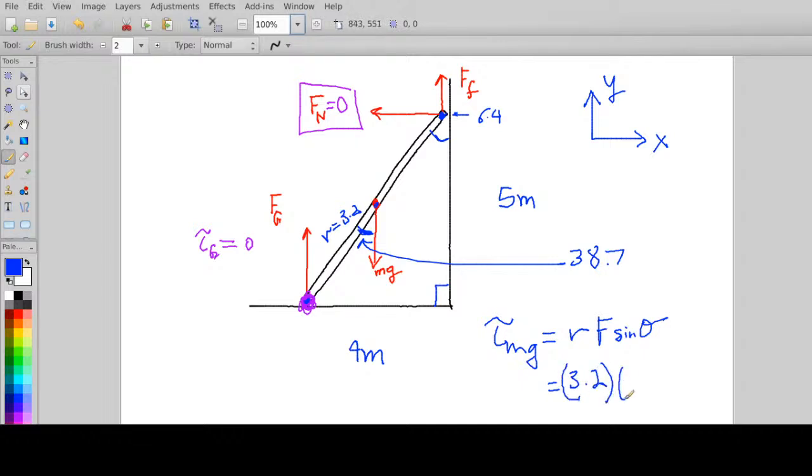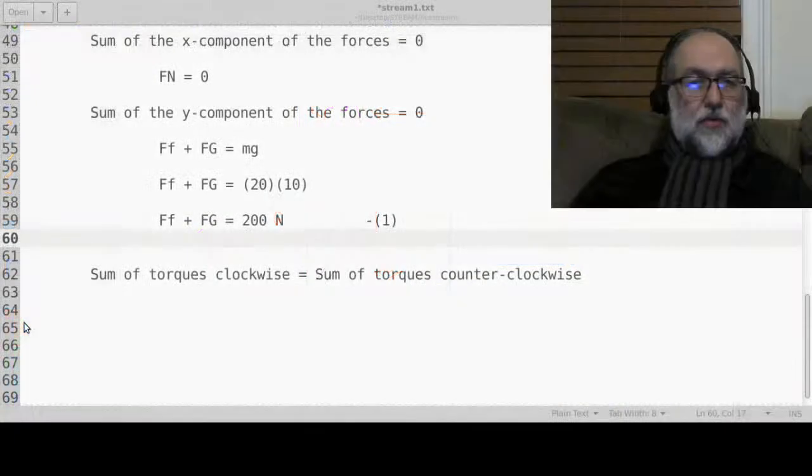F we know is, what did I say it was? F was, I got to look it up here, 20. Okay, so it's 200. So F is 200, the weight of the thing. And sine of theta is going to be sine of 38.7. Now this is getting messy here, so let me just switch to my other screen.